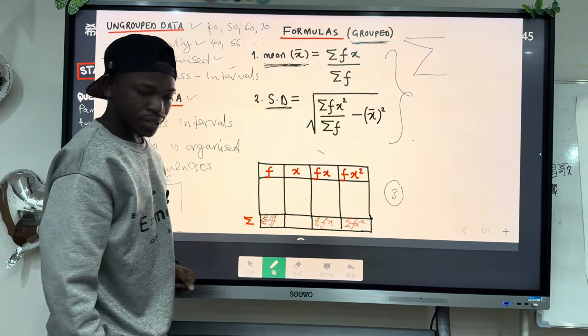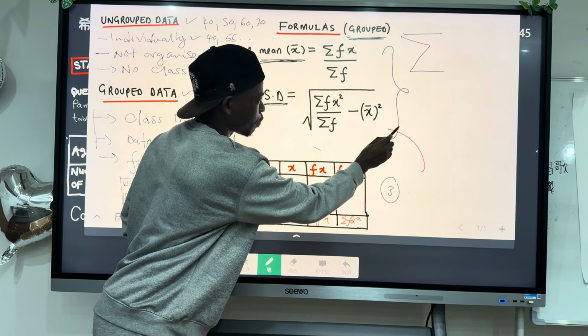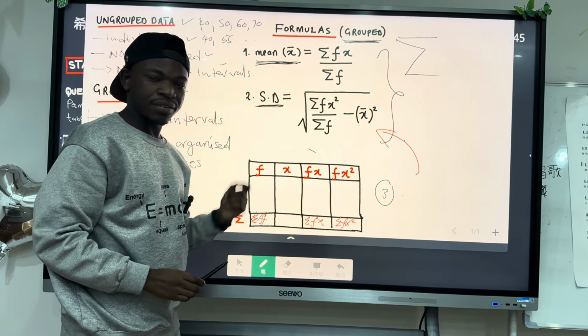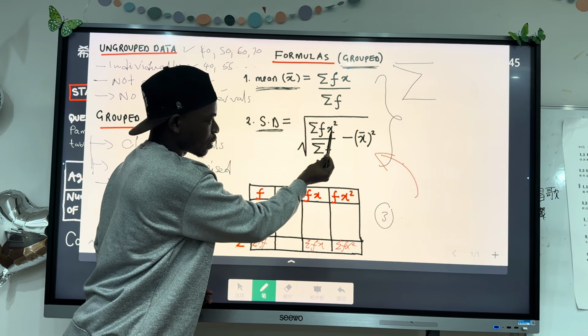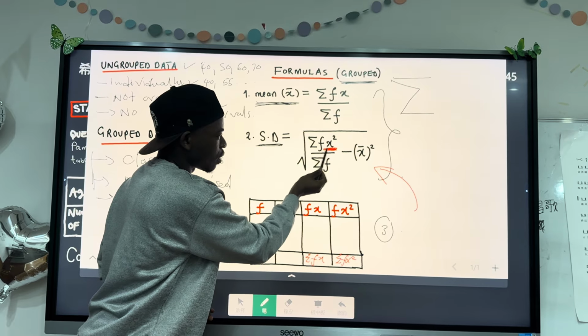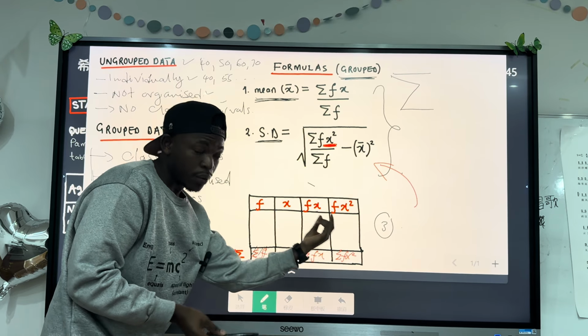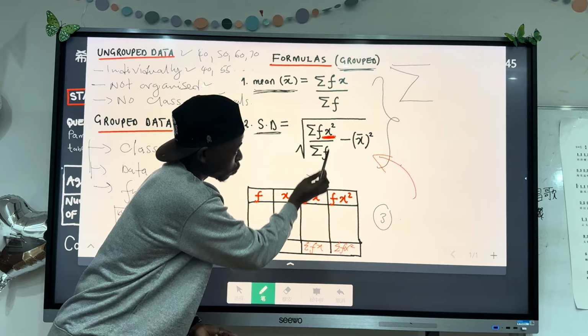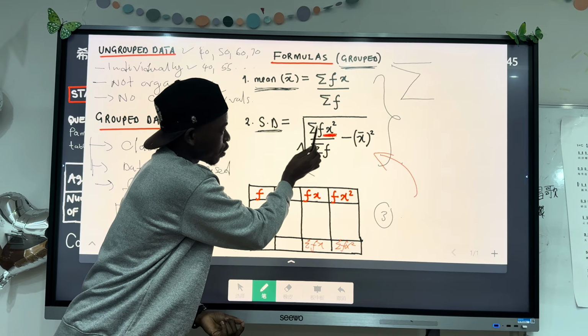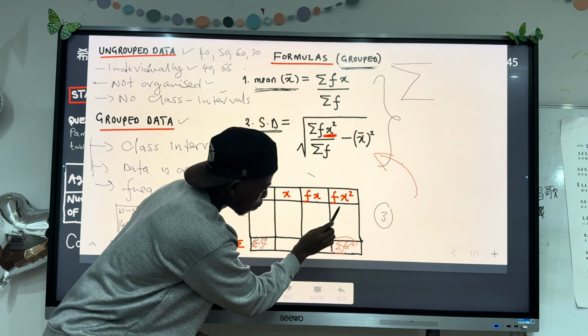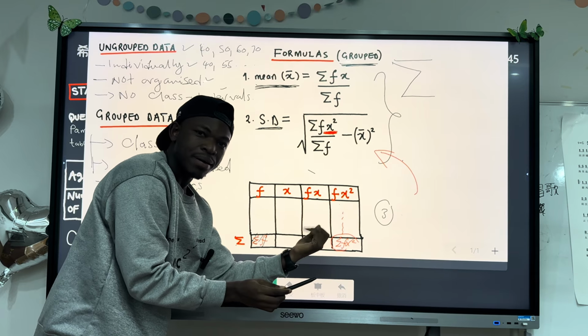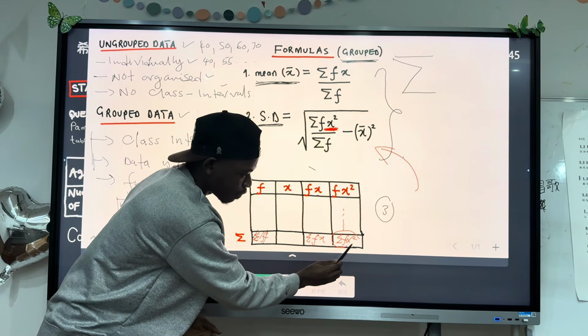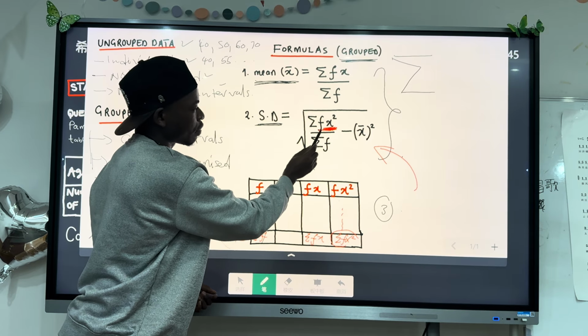Why are we doing all this? Remember, when we come back to the formula here, to find standard deviation, we have Fx squared, meaning we need this. Where are we going to get this? That's why we're coming up with this table to help us now find this Fx squared. So sum of Fx squared, once you find all the values here, put them together, add them, then you have Fx squared. That's what we're going to have here.